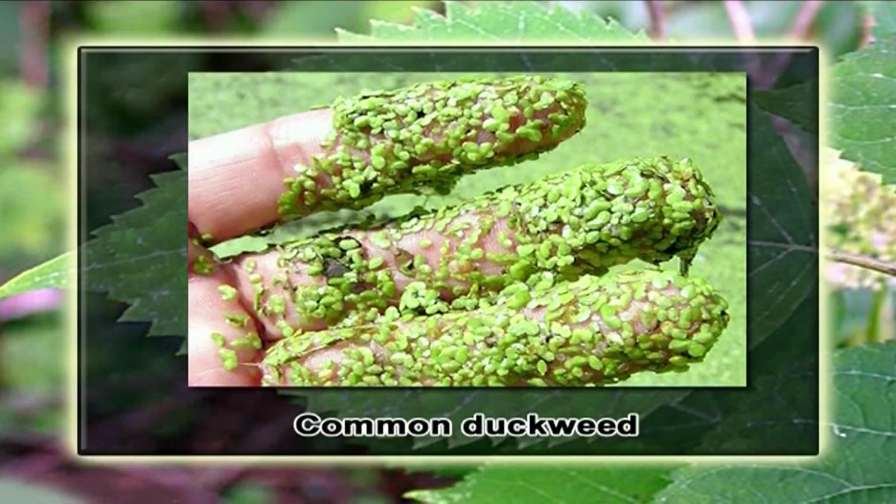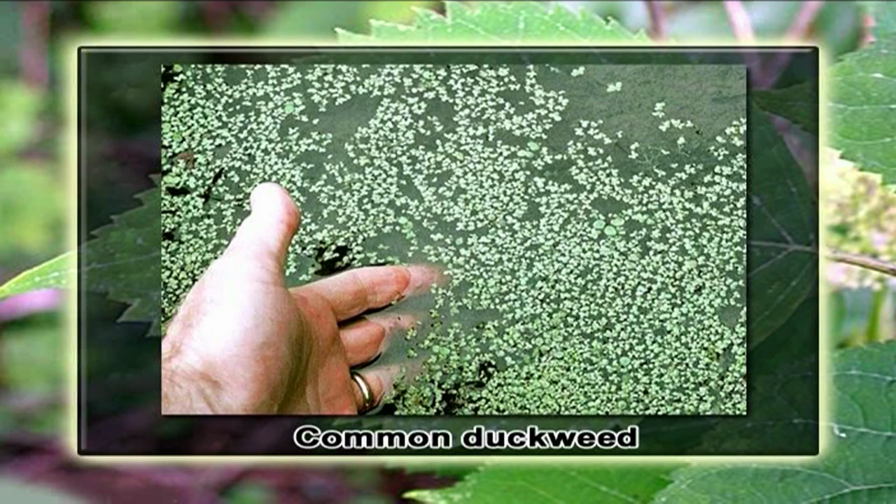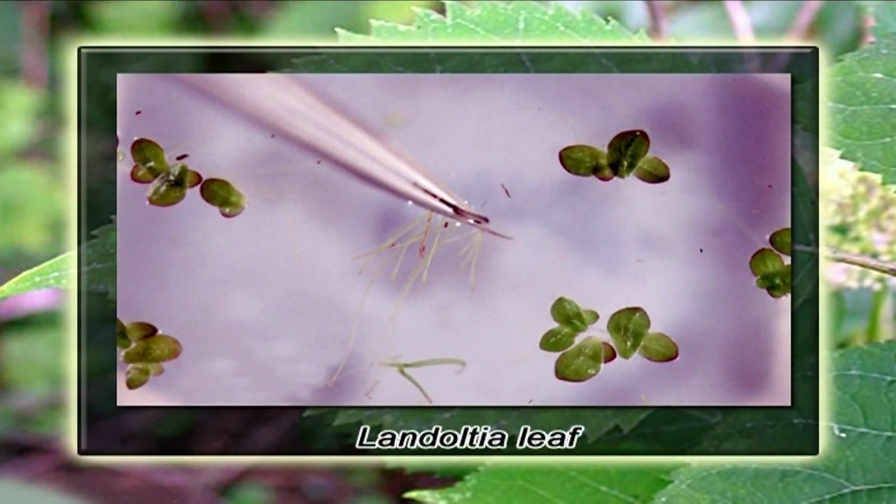The body of duckweeds has paired guard cells and stomata on its upper surface and superficially resembles the leaf, particularly in the flattened duckweeds, Spirodela, Landoltia, and Lemna.